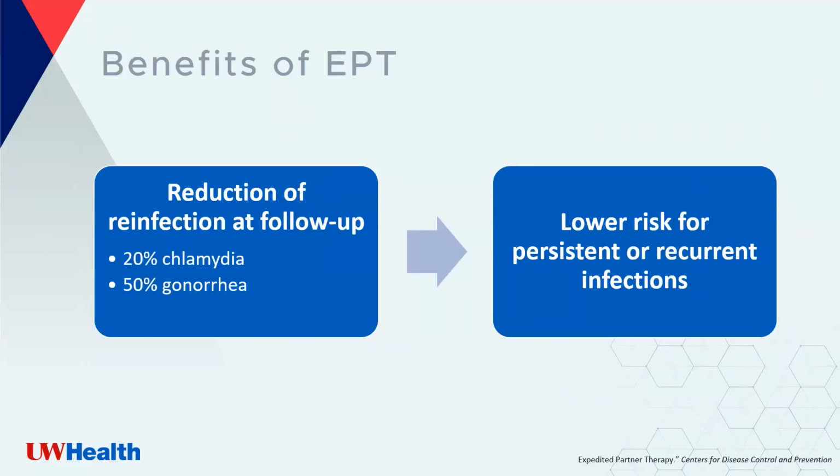What is the benefit of doing EPT? EPT is beneficial because it has been shown to reduce reinfection at follow-up by about 20% for chlamydia and 50% for gonorrhea cases, and a lower risk of persistent recurrent infections, as prior, if sexual partners are not being treated, they could just continue to pass it back and forth between each other. There's no data currently to support the use of EPT for routine management of patients with syphilis.